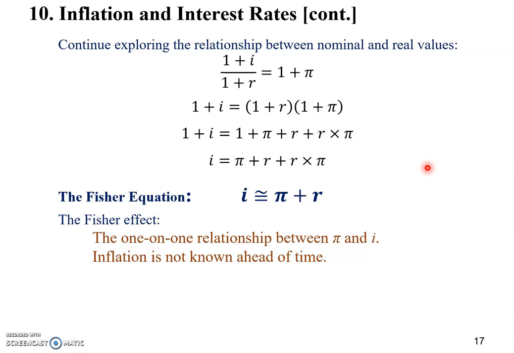But what's tricky here is that inflation is not known ahead of time, right? So when we, as investors, want to decide whether we should invest in treasury bonds or corporate bonds or stocks, or anything else, we have to compare. We have to figure out what the nominal interest rate is, the return from purchasing, for example, treasury bonds or putting our money into a bank account. But we don't know pi ahead of time.